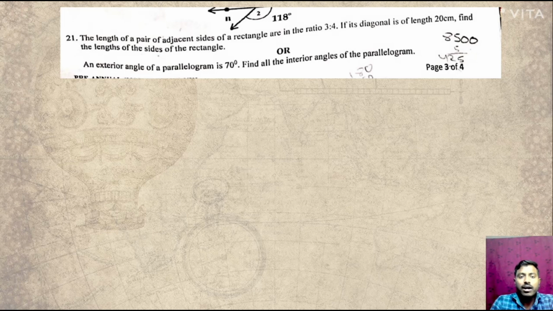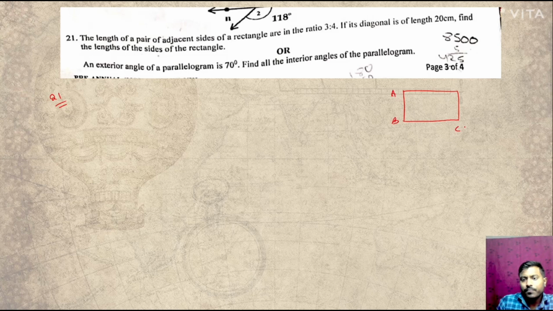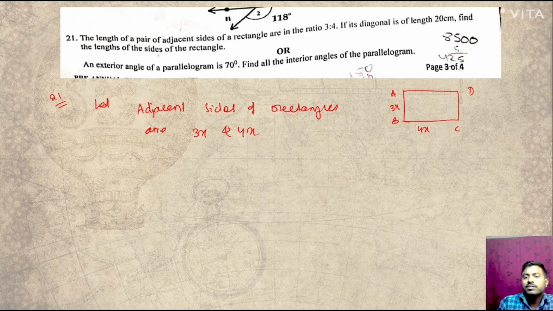The length of the pair of adjacent sides of a rectangle. Okay. First draw a rectangle. This is a rectangle ABCD. Adjacent sides AB and BC are in the ratio 4:3, so let the adjacent sides of the rectangle be 3x and 4x. Diagonal equal to 20 centimeter.